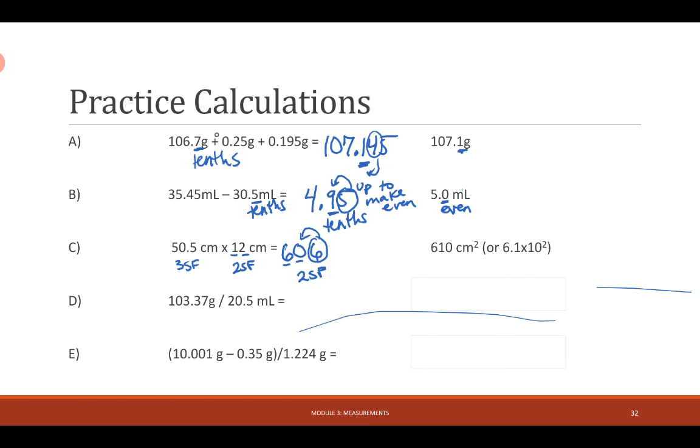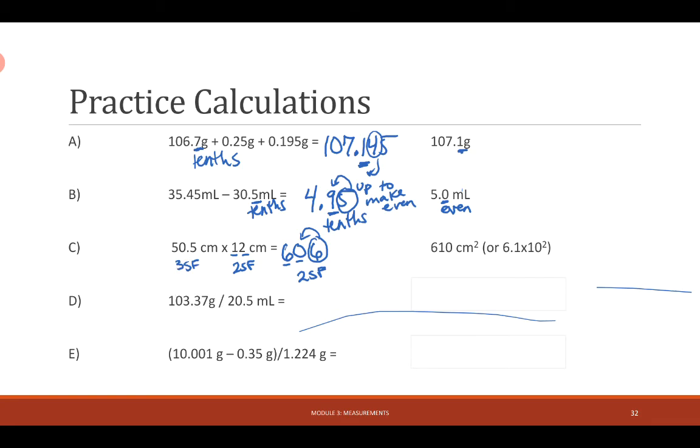As far as units go, I forgot to talk about units, but grams plus grams plus grams is grams. Milliliters minus milliliters is milliliters. Centimeters times centimeters is going to be centimeters squared. It's like x times x is x squared.